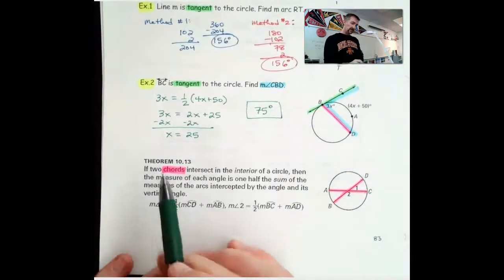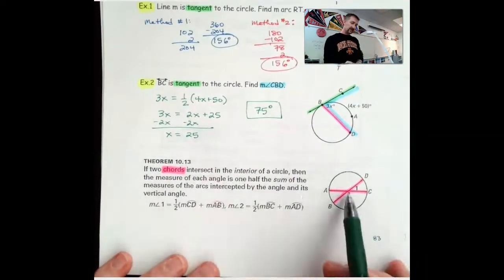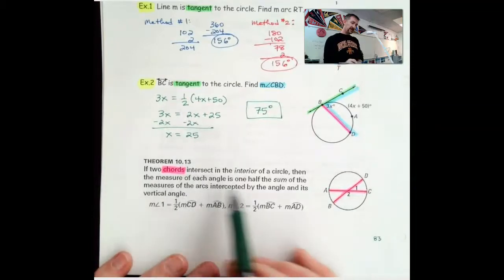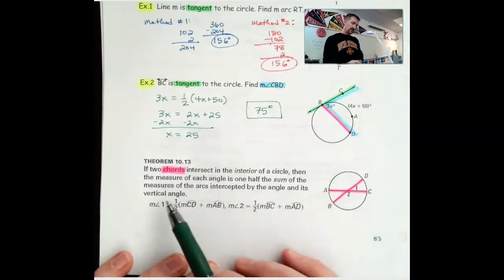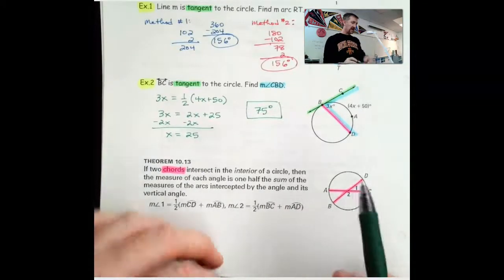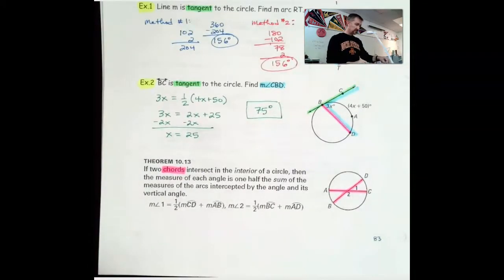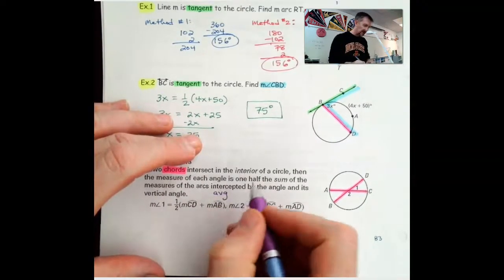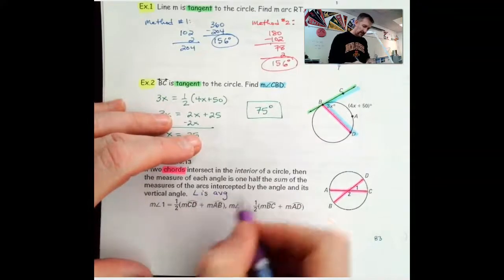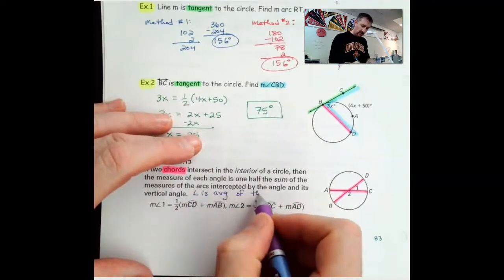Okay, if two chords intersect in the interior of a circle, then the measure of each angle is 1/2 of the sum of the measures of the arcs. So it's the average of the arcs. Okay? The angle is the average of the arcs.